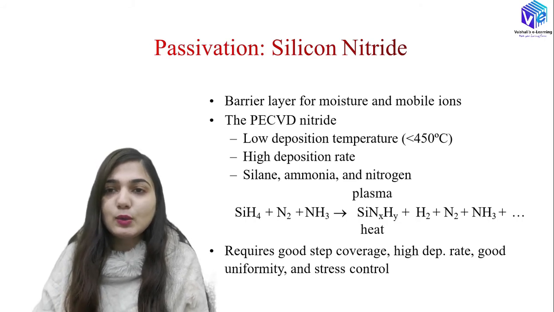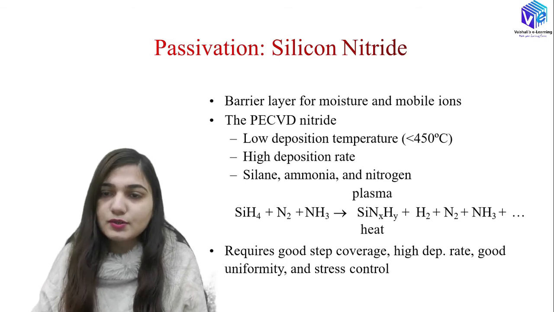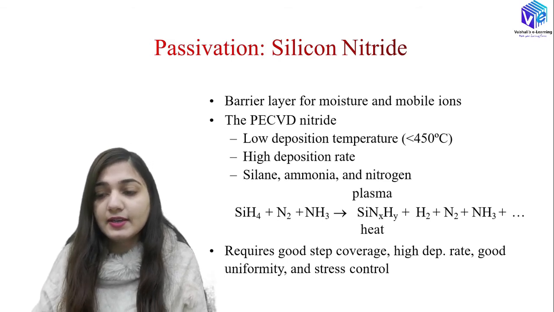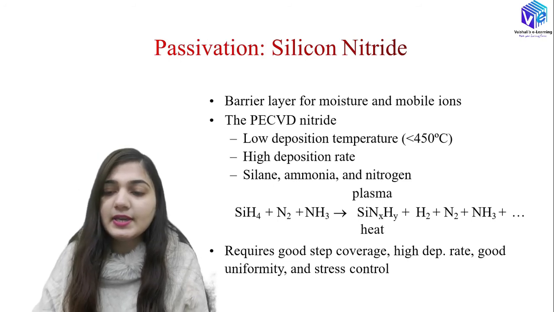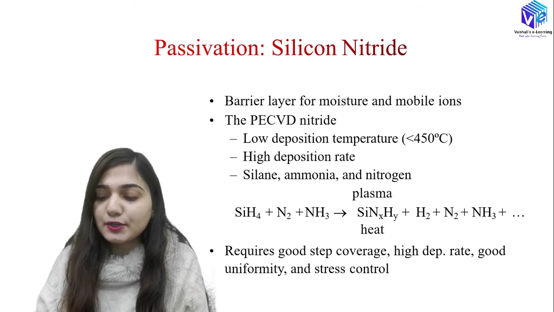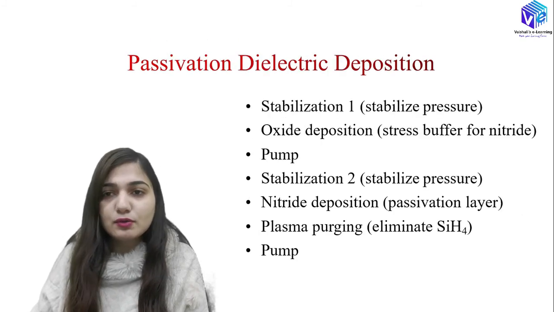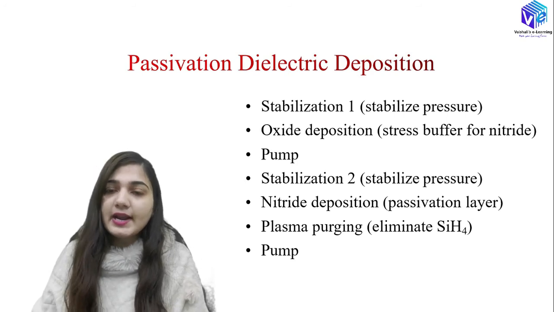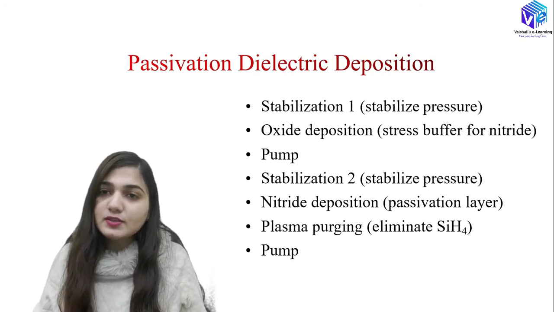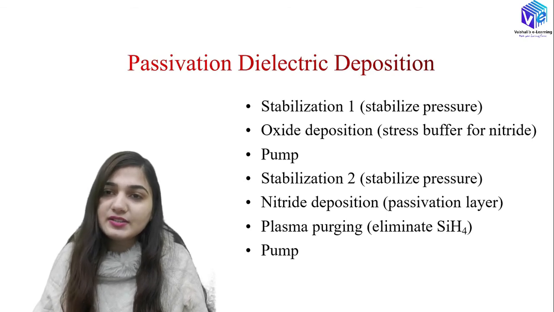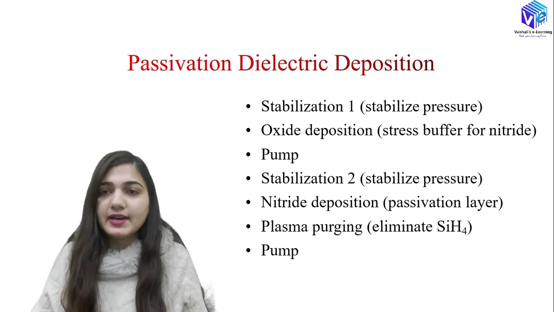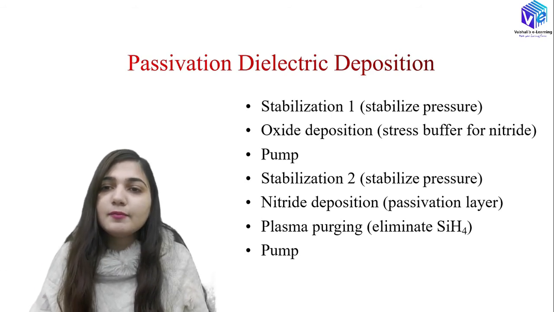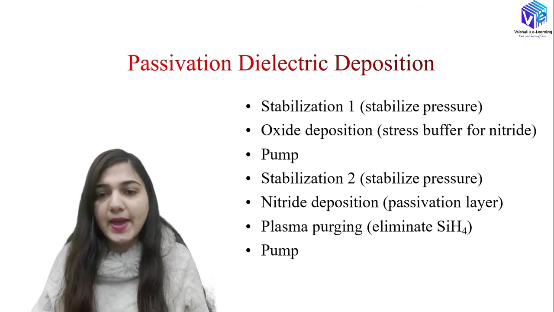So here we require a good step coverage. So as to get a good barrier layer, we require high deposition rate, we require good uniformity, also we require stress control. So for the stress control only we are using the oxide layer below the nitride layer. The nitride layer is going to give a high stress, and to prevent our chip from this stress from the nitride layer, we are going to use a thin oxide layer below the nitride layer so as to make it work efficiently as a barrier layer.